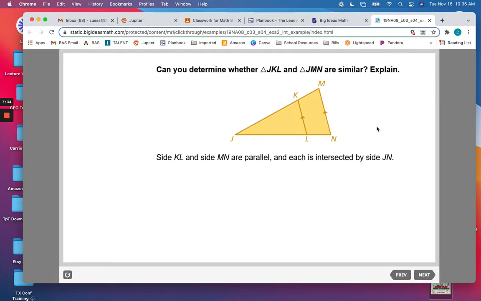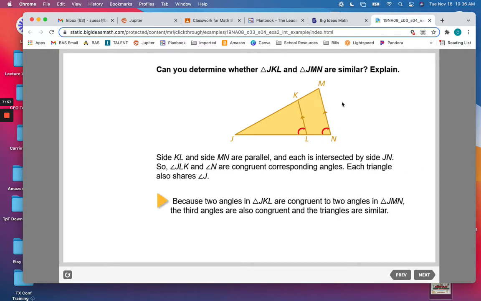Yes, because they are written and these two lines are parallel to each other. We're going back to the transversals. You can say that L and N are congruent because they are corresponding. Remember, they're in the same location on the parallel lines according to the transversal. We learned that. And then K and M would also prove it, but they just chose L and N. So yes, these two triangles would be considered similar.